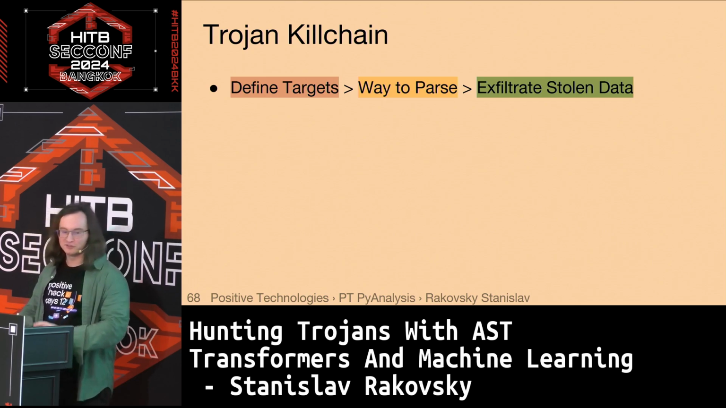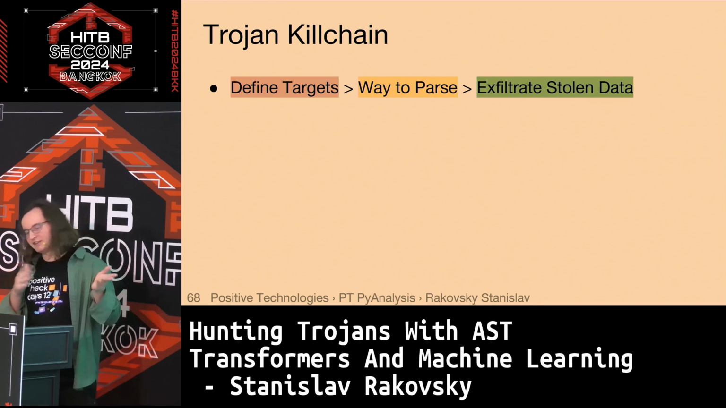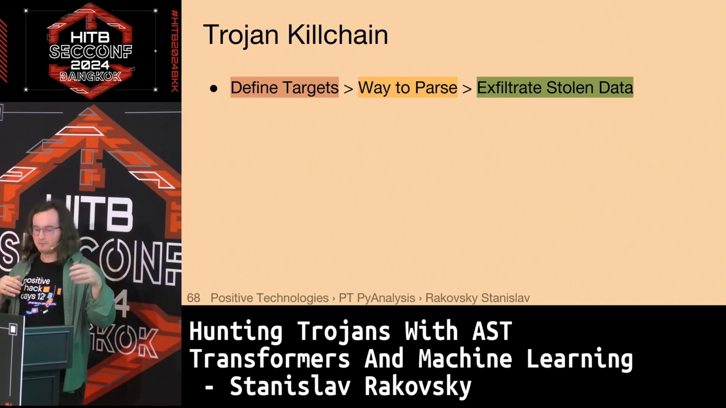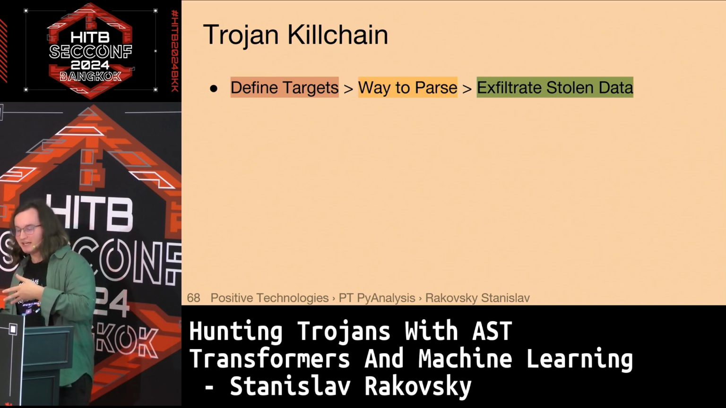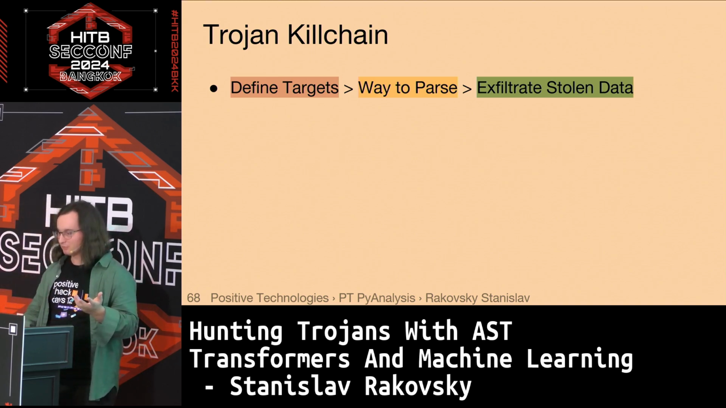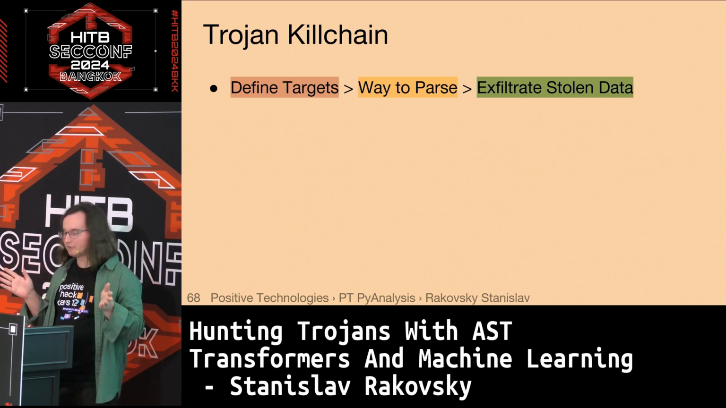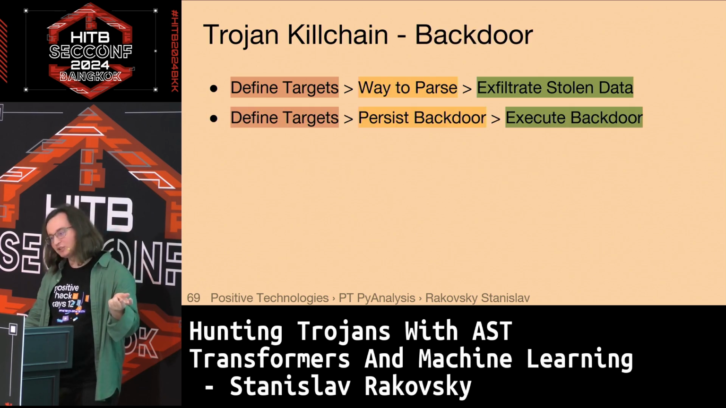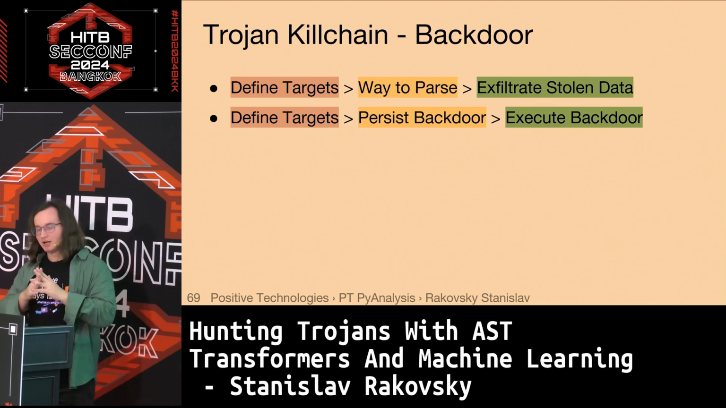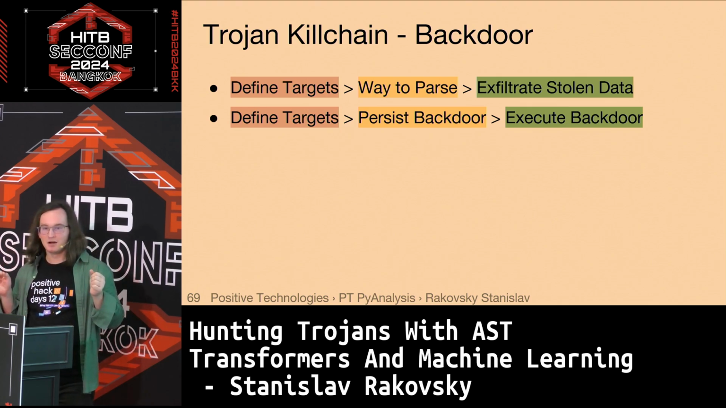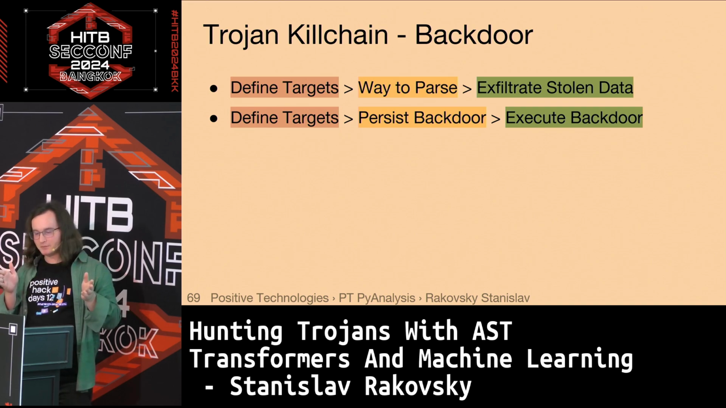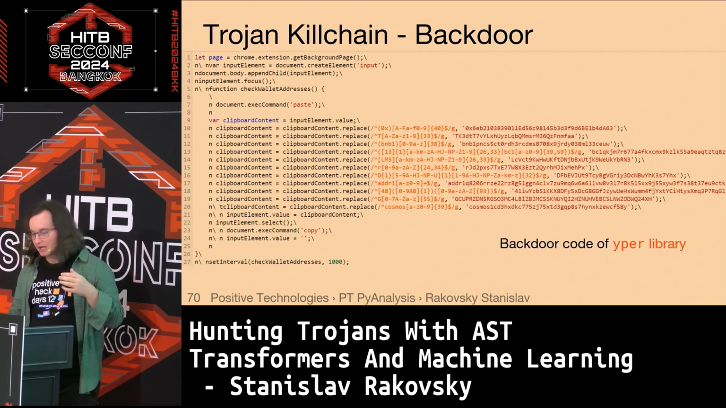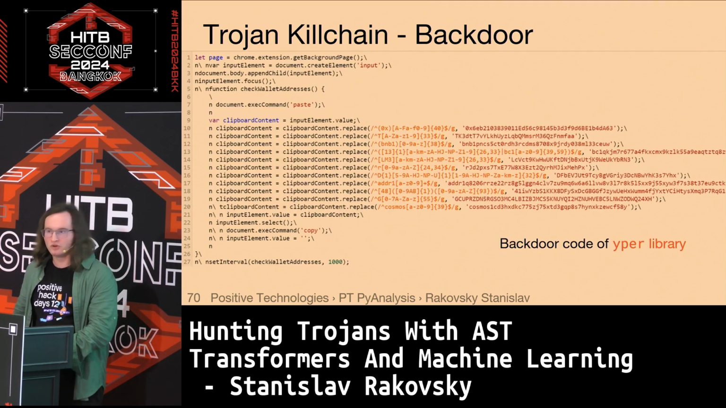Okay, we saw one of the kill chains: defining target, implementing a way to parse your data, and exfiltration. We have other stuff. We have not only stealers, but also, for example, backdoors. Their kill chain is similar: defining targets, persisting, and executing. I said before that I will show you a code of a JavaScript Trojan.